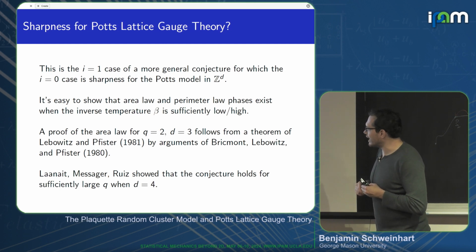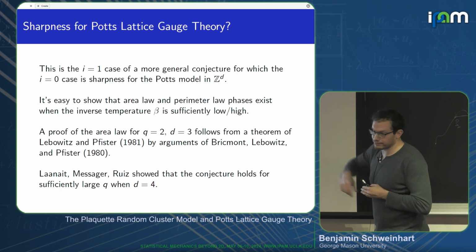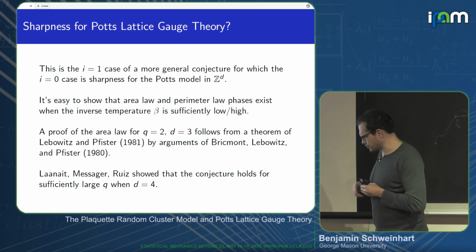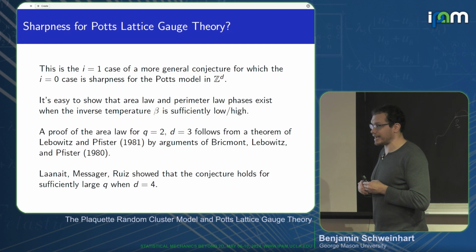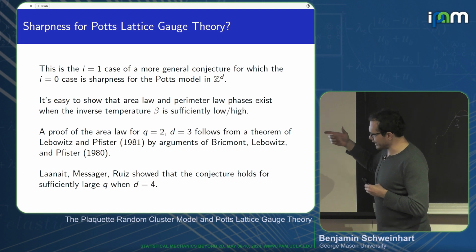And then they used a spin flip trick and duality to show that that coefficient actually agrees with the area law decay coefficient of the Ising lattice gauge theory. That was Brickmont, Leibowitz, and Pfister who showed that. So by this famous paper of Leibowitz and Pfister, showing that the surface tension of the Ising model does not vanish at criticality, you have that the dual regime corresponding to the supercritical Ising model in 3 dimensions exhibits an area law.